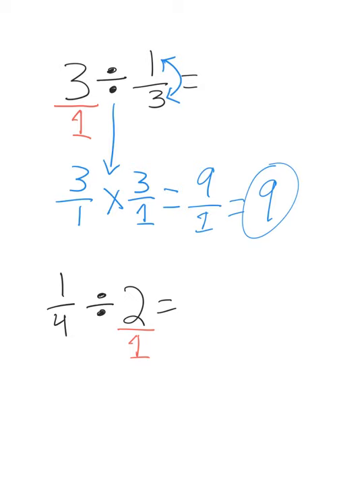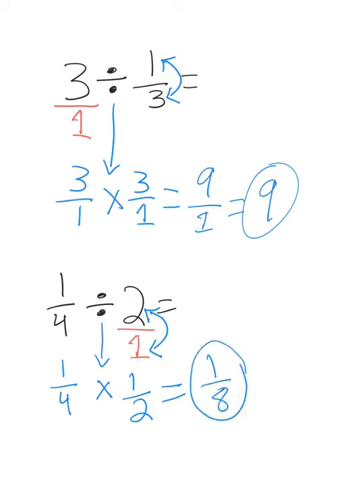All right, let's look at this next question here. Once again, we want to do the opposite to make this easy. So the opposite of division is multiplying. So if we do 1/4 multiplied by the opposite of 2 over 1, that gives us 1 over 2. 1 times 1 is 1. 4 times 2 is 8. The answer is 1/8.